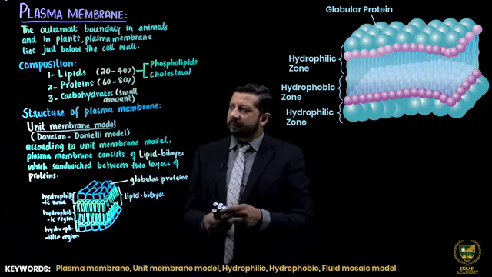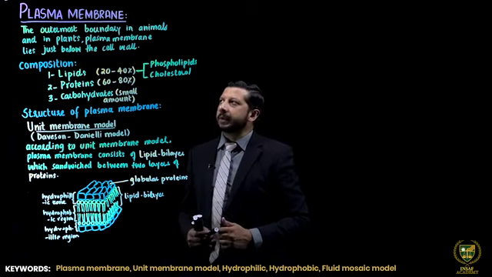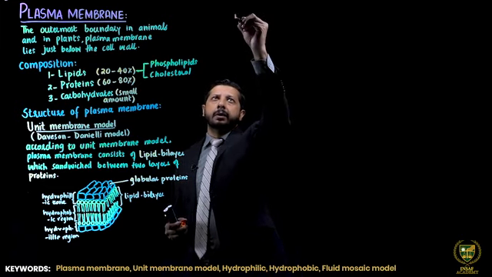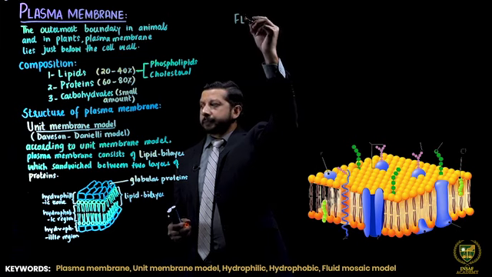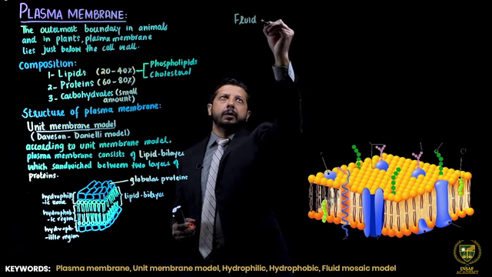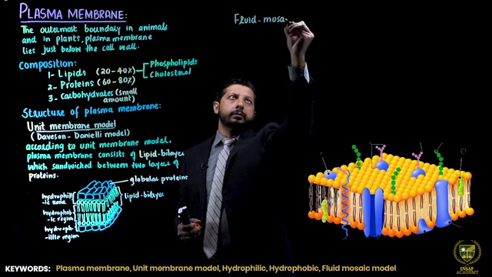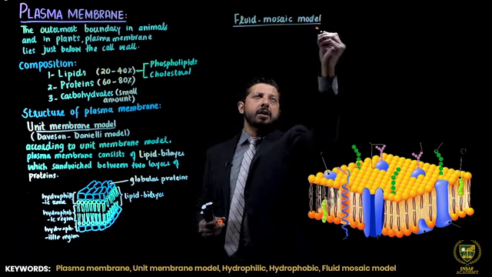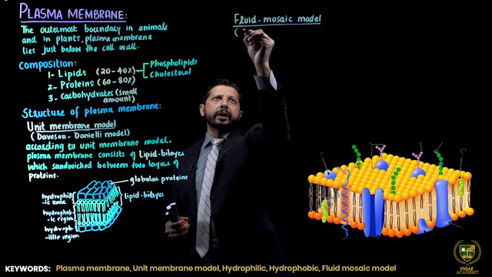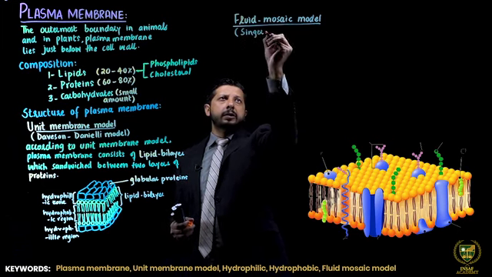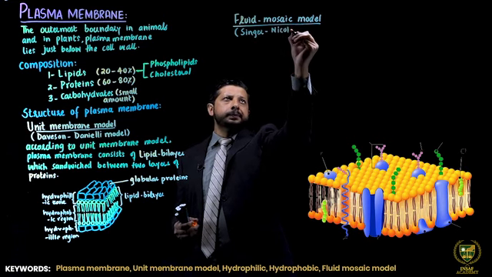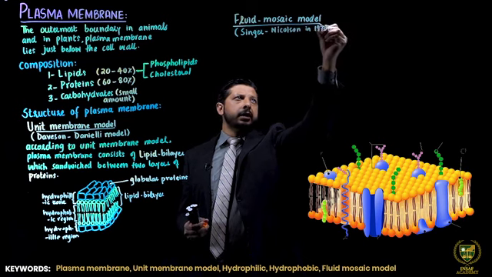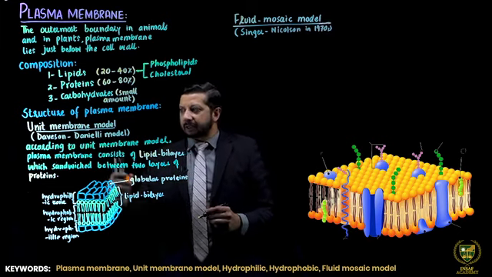Clear? Now the next model, which is very, very important regarding the structure of the plasma membrane, which is the most acceptable model, that is the fluid mosaic model, and that is more accepted. It was presented by Singer and Nicholson in the 1970s, and it is more perfect than the unit membrane model.